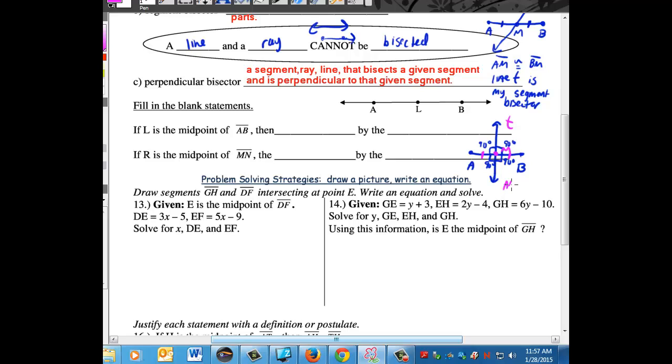And this again is our line T. So I can say that AM is congruent to BM. We have four 90-degree angles at the center, and so that's what makes it a perpendicular bisector. Again, I would have to state that line T is my, and then this mark right here means perpendicular. So line T is my perpendicular, and then we need to include the word bisector.